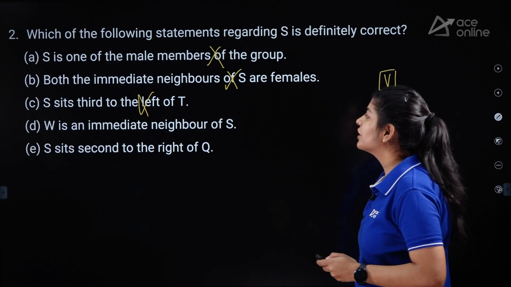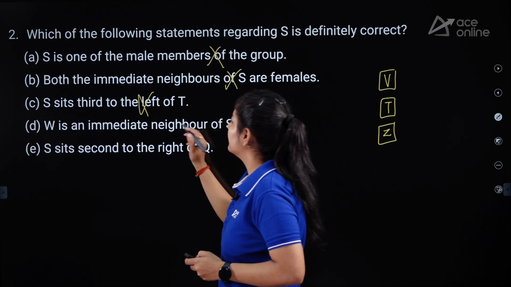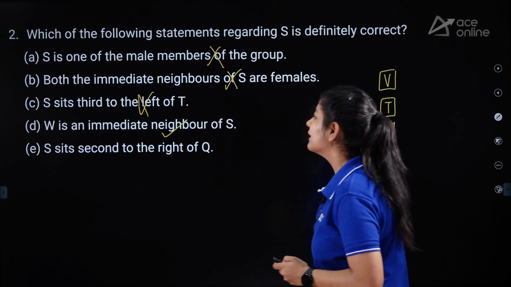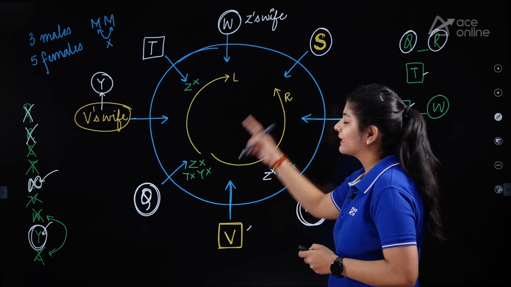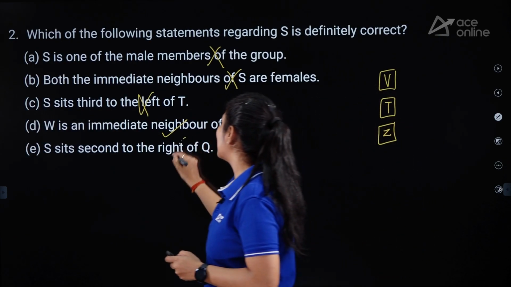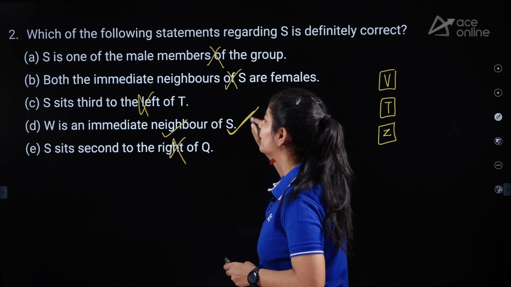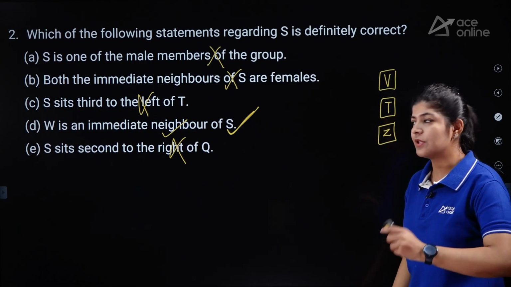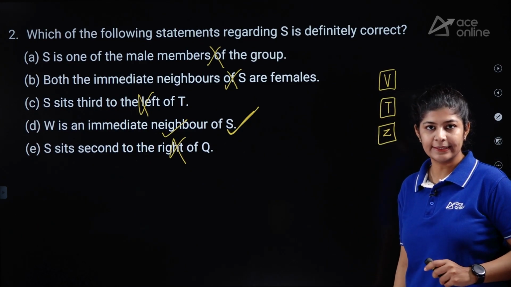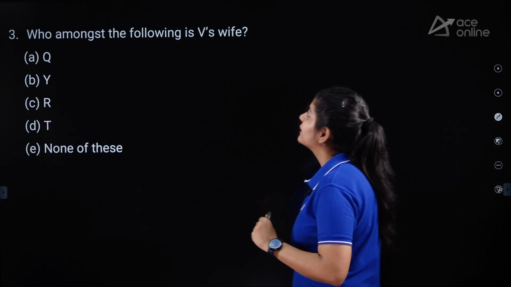W is an immediate neighbor of S. Yes, immediate neighbor. S sits second to the right of Q. Where are we having Q? No, basically they are opposite. So we can say that option D is the correct one, where W is an immediate neighbor of S. Is it clear?